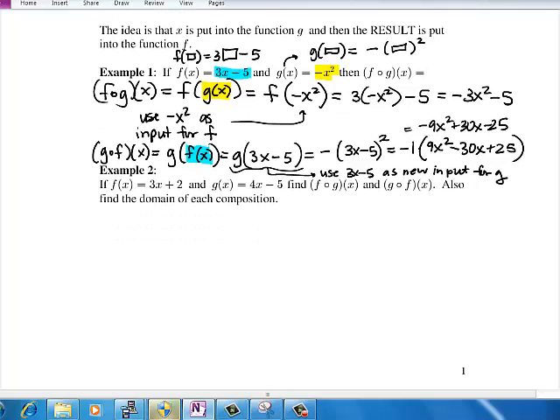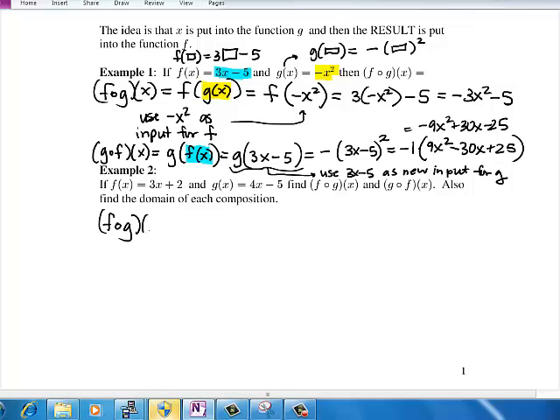All right, so example 2 here, which is kind of similar. Actually, it's some simpler functions, but now we're going to think about the domain as well. So if f is just the linear function 3x plus 2, and g is also a linear function 4x minus 5, we want to find f circle g and g circle f, and then think about the domain for each one.